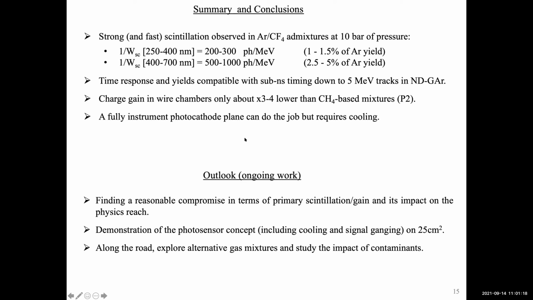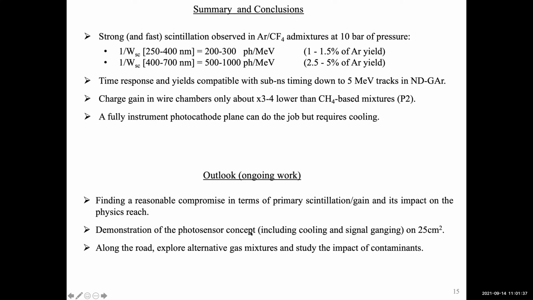And what is very clear is that a fully instrumented photocathode plane can do the job, but it requires cooling, although minus 25 degrees seems reasonable. And so the things we are still working on is to find a reasonable compromise in terms of the primary scintillation gain and its impact on the physics reach.